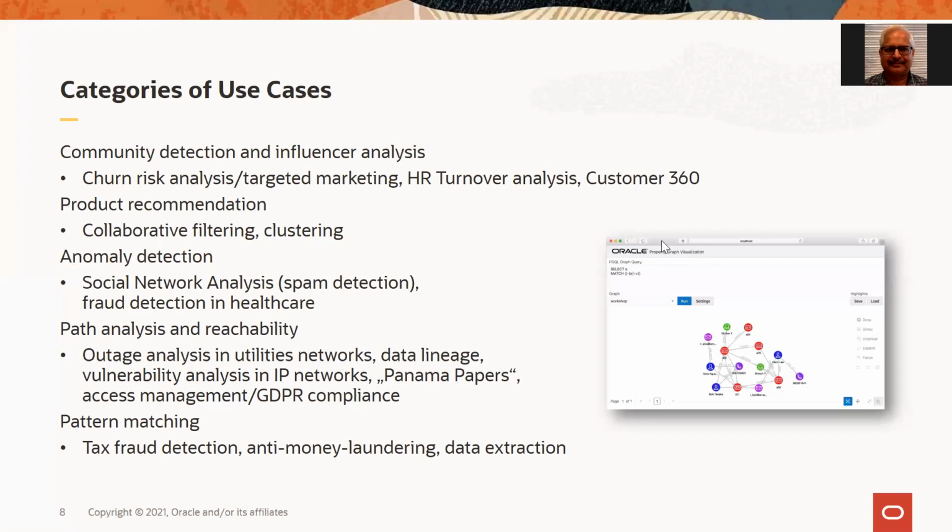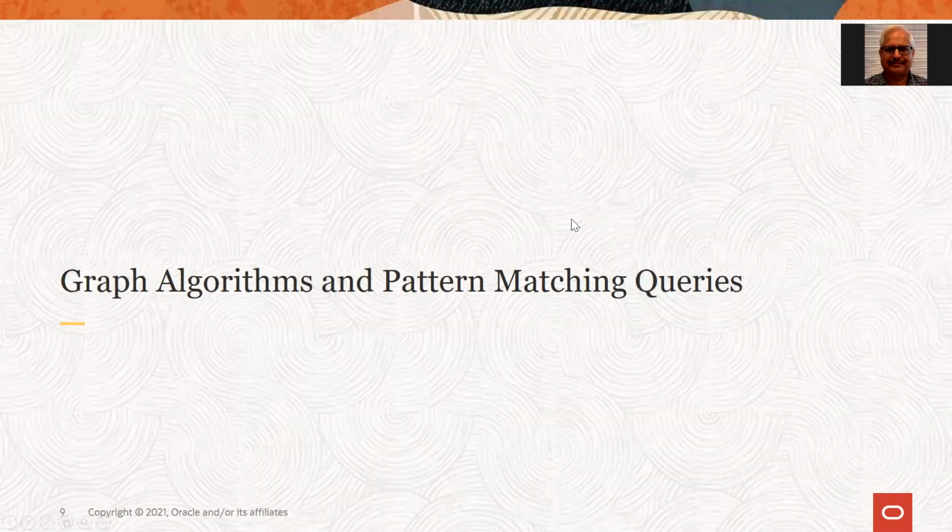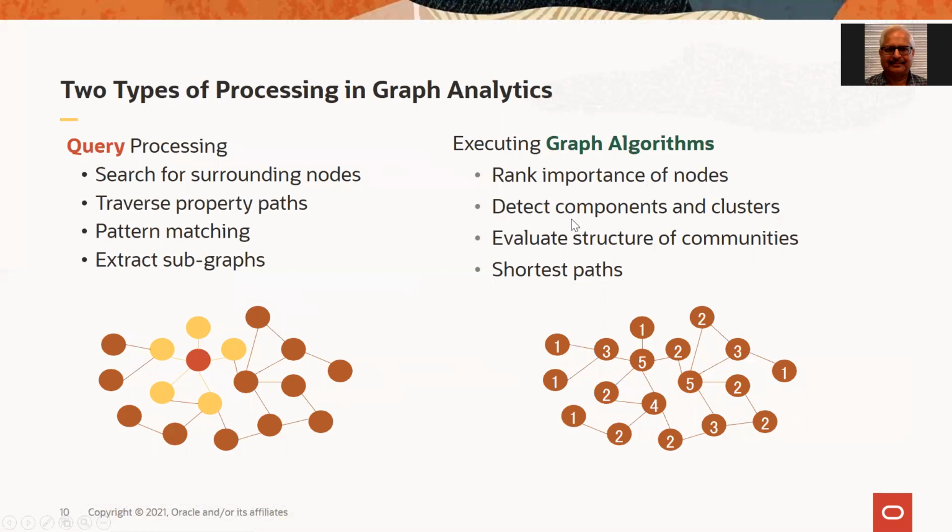And finally, we have a number of customers in either anti-money laundering or tax fraud analysis, where they're using pattern matching in particular as part of the system. So that's the typical high-level use cases. Essentially, graph analysis is being used for two categories of analytics. On the one hand, customers would use what we call query processing, which is the interactive search on a graph network.